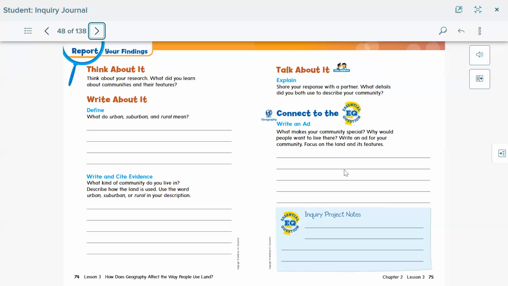All right, second graders, that was it for today's lesson, lesson 3. We learned about different communities, and we learned about 3 important words: urban, which is like a city; suburban, which is like an area near the city; and then rural, which is an area that's far from the city and has more open land and more open space.